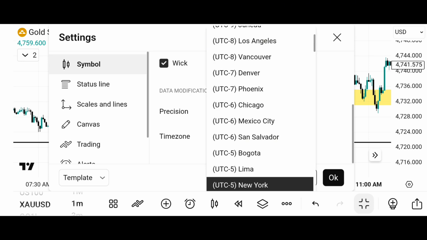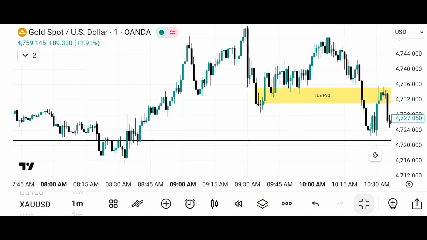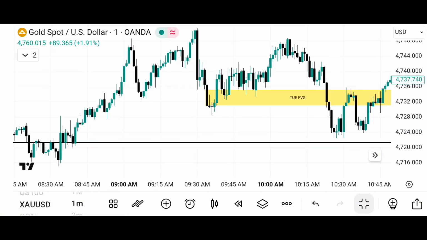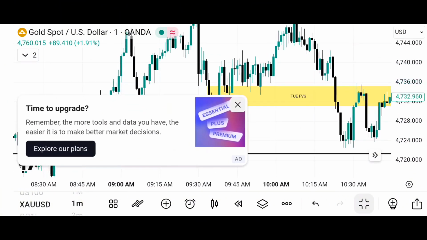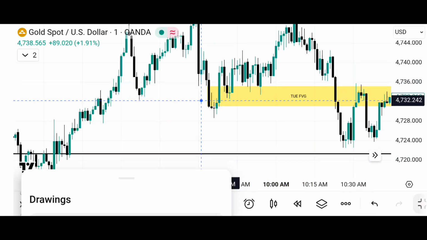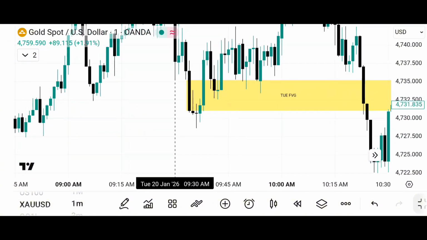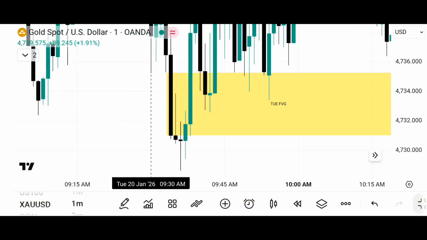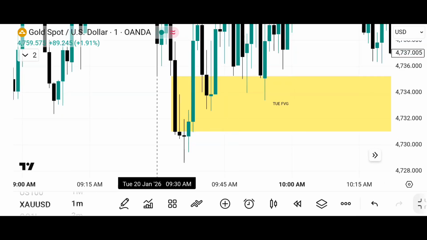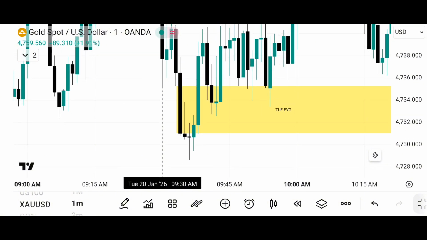Okay, set your time zone to New York to follow up with whatever I'm going to be talking about here. If not, it won't tally with your chart at all. So market open is 9:30, and the first fair value gap that is formed after 9:30 is very significant in price, because price tends to use that level while rallying up or rallying down. And price tends to respect that level as well.